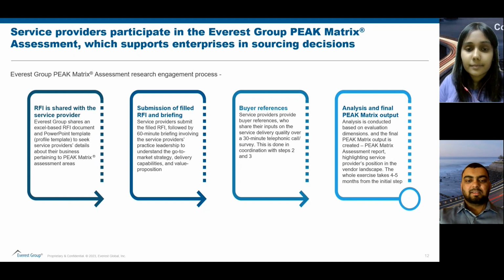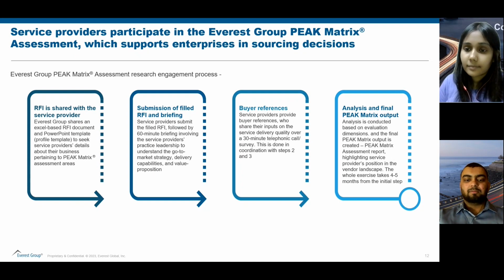Sure, Namita. So the assessment kicks off with the launch of a comprehensive RFI by the Everest Group that seeks inputs from service providers on their capabilities in the clinical and care management space. Once the RFI is submitted, a 60-minute briefing call is conducted with the service provider's leadership team to comprehend levels such as overall strategy, value proposition, and focus areas.